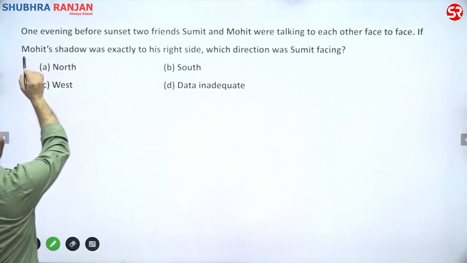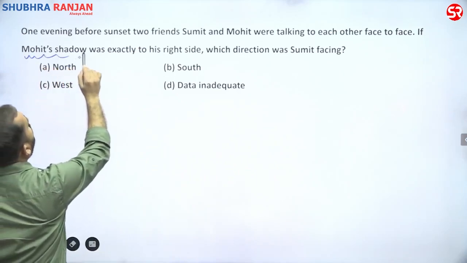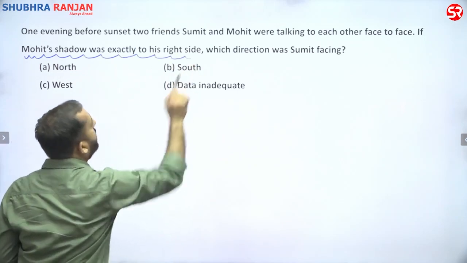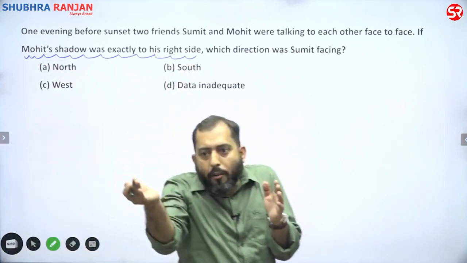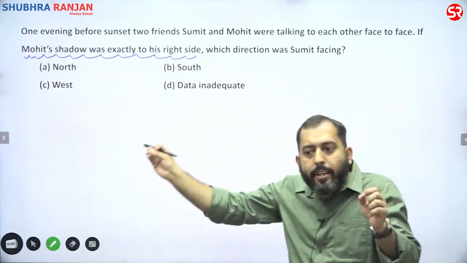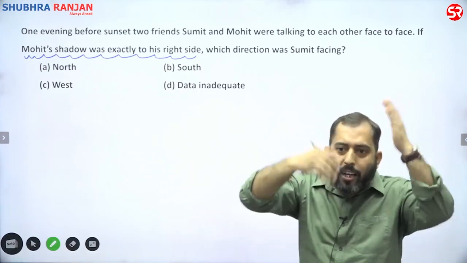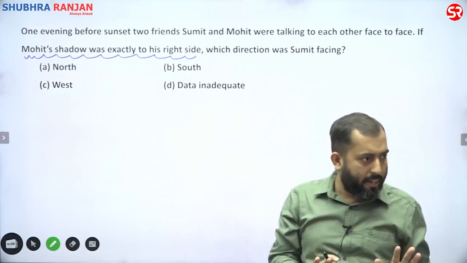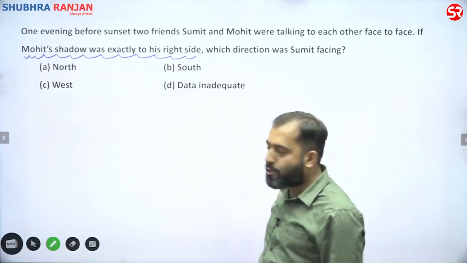See, again, Mohit's shadow was exactly to the right side. So if the shadow is falling to the right of a person or the left of a person, then definitely the people are not standing in the east and west. They are standing north and south of each other. Here, the answer has to be south.